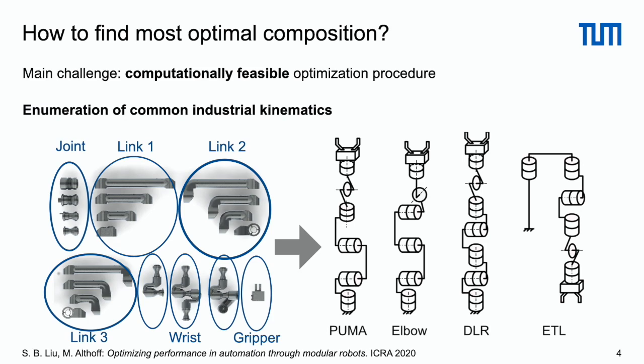Moving on, we first address how we find the most optimal composition. Here, we want to highlight two contributions that our paper provides to the community, both addressing the computational feasibility of the optimization. The first main idea is to restrict the enumeration of possible module compositions to common industrial kinematics. We highlight four examples, which are the 6 degrees of freedom PUMA, elbow, and ETL kinematics, and the 7 degrees of freedom DLR kinematics. We categorize the modules into generic categories, from which all of these and more standard kinematics can be built. The rationale behind this idea is that the popularity of these kinematics serves as a heuristic.